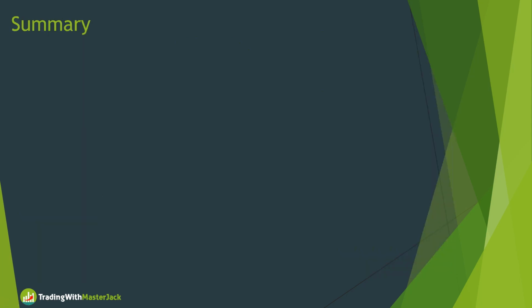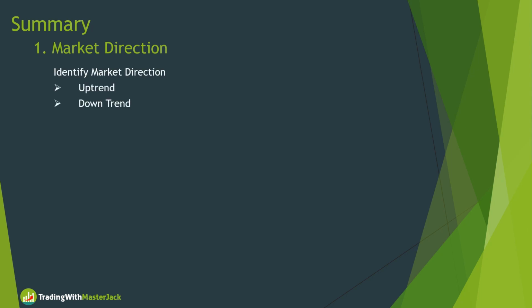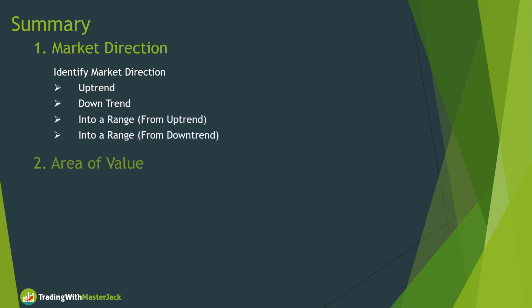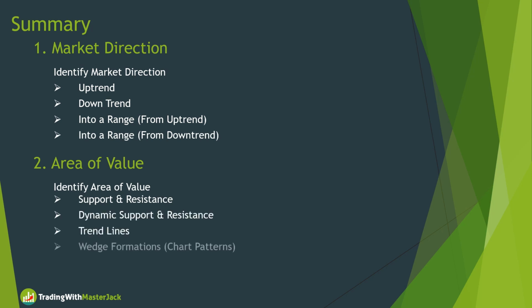In summary, we dealt with market direction, where we've got to identify market direction, whether it's in an uptrend, downtrend, or into a range from an uptrend or into a range from a downtrend. And then number two, we dealt with area value, where we had to identify area value, or how to do it along support and resistance, dynamic support and resistance lines, trend lines, and using wedge formations, ascending and descending triangle formations, which is all classic chart patterns.